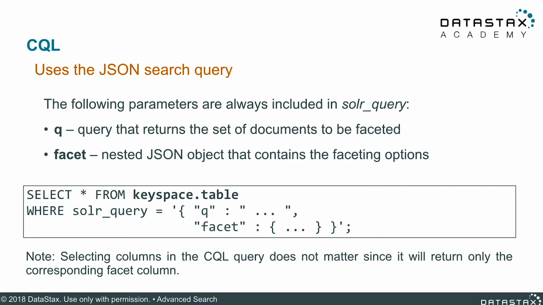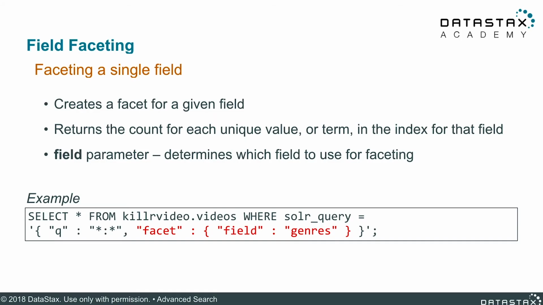Let's talk about how we specify our faceting options using JSON notation. Before we jump into the facet parameter, let me just call out the fact that the Q parameter is required for faceting operations. And don't forget that the select clause is ignored for faceting requests since we don't return any field values anyway. For basic field faceting, we need to specify the field by which to facet. In this case, we're faceting by the genres field.